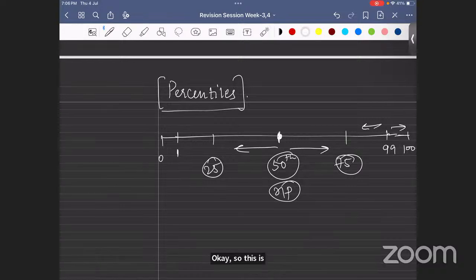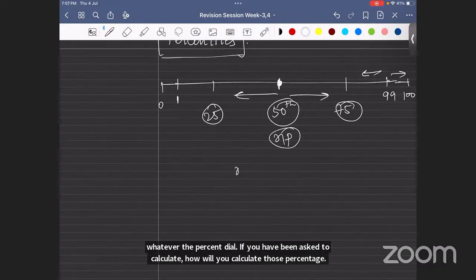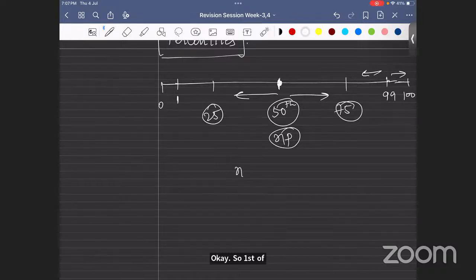Okay, and how do you calculate it? If you have been given a data set and been asked to calculate the 25th percentile, or maybe the 10th or the 9th, whatever the percentile, how will you calculate it? First of all, you have been given n, so the number of data points will be given to you.